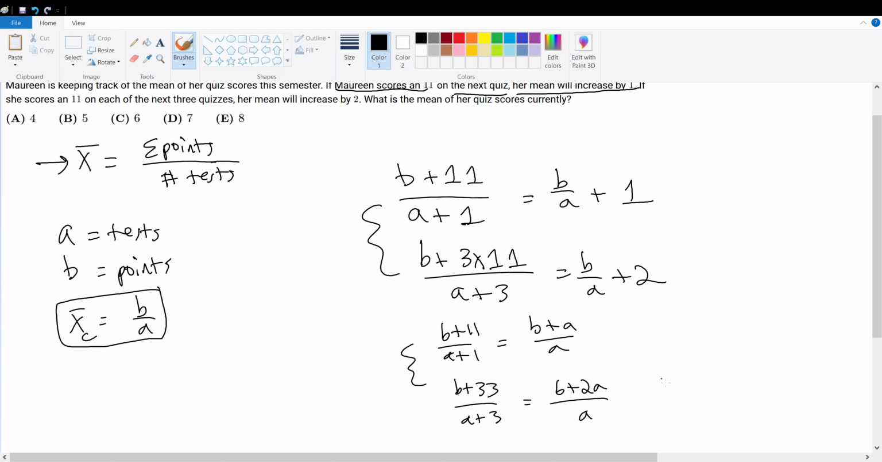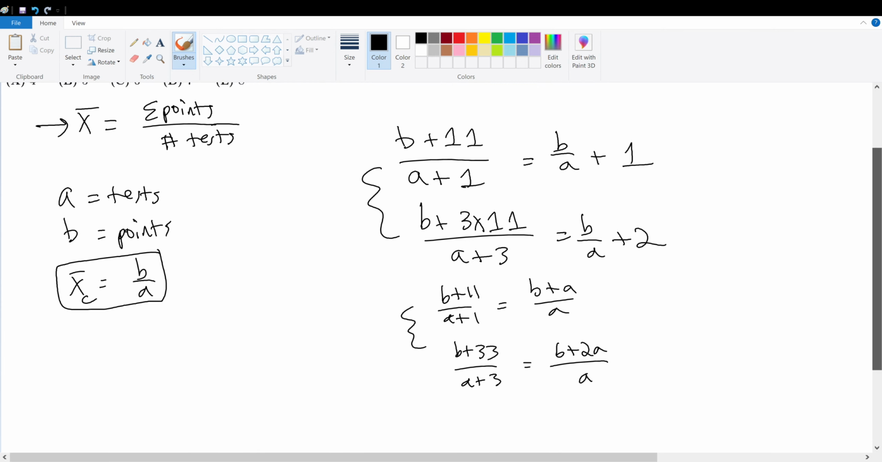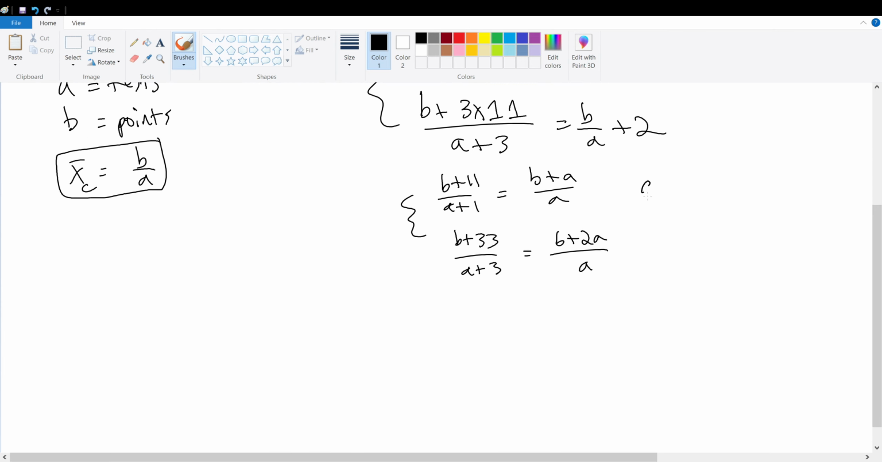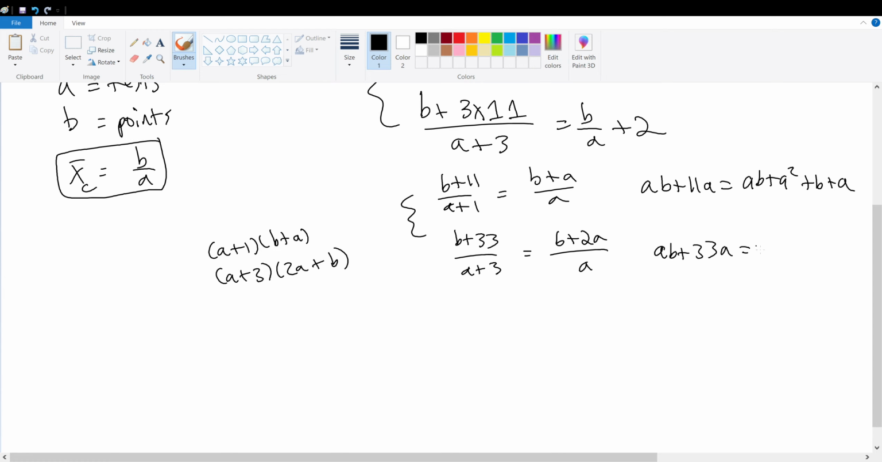With this given information, what else can we say? Right now I can't see anything else, so let's just cross multiply, because with fractions you typically want to cross multiply. So AB plus 11A is the same thing as A plus 1 times B plus A, which is AB plus A squared plus B plus A. And for this expression, we get AB plus 33A is the same thing as A plus 3 times 2A plus B, which is equal to 2A squared plus AB plus 6A plus 3B. I'm going to scroll to the right a bit so we can see that.